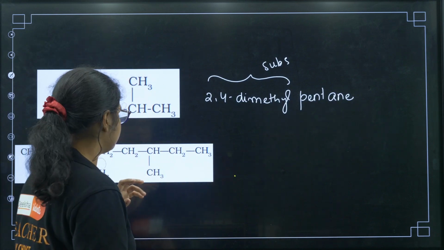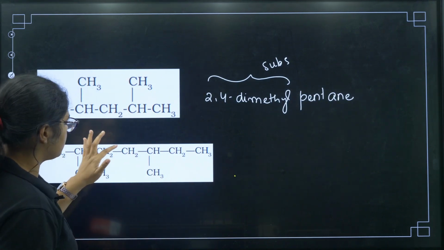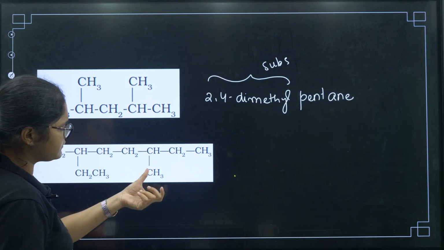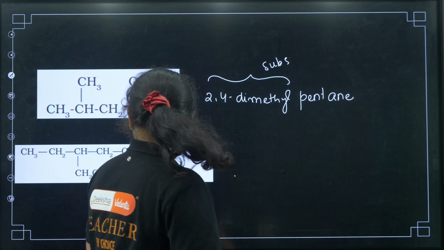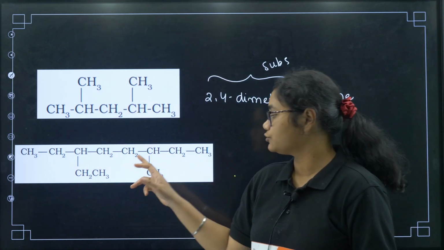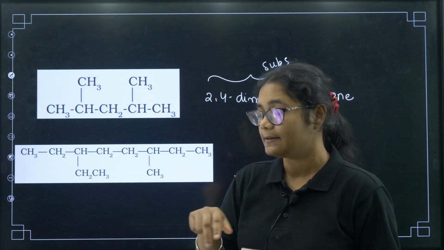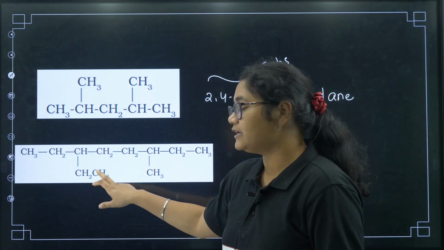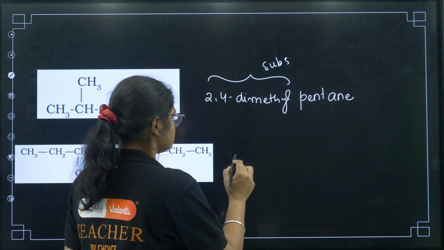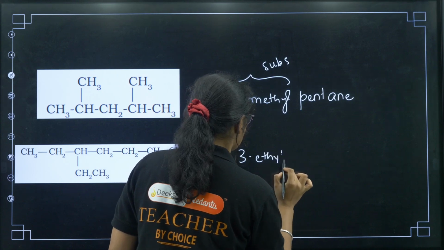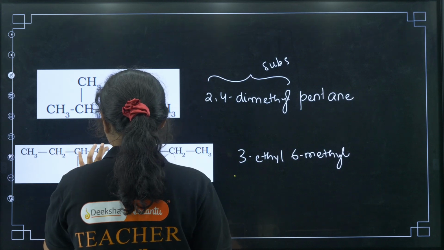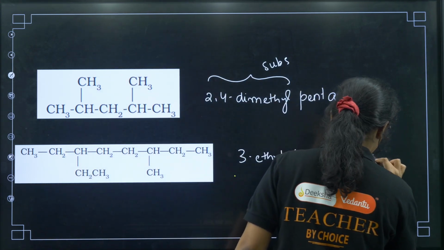Next we have here 8 carbons. You can number it in this way or in this way. On both sides, the substituents get positions 3 and 6. But which is the correct way? You should see that here the name starts with ethyl, E, and here it starts with methyl, M. So E should get the lower number. So we get 3 ethyl and 6 methyl, and the chain of 8 carbons is octane.